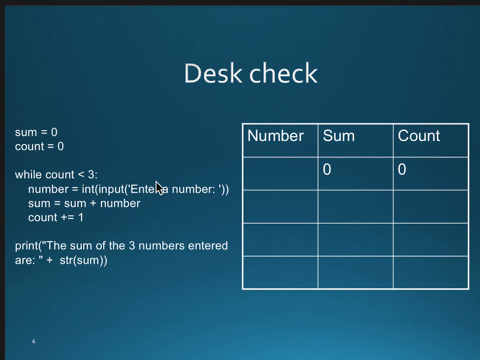Okay, so the desk check here, let me explain the process. Here is our code from the previous slide, and notice I've created a grid here with columns, where in each column I have placed each variable. So we have three variables here. We have number, we have sum, and we have count.